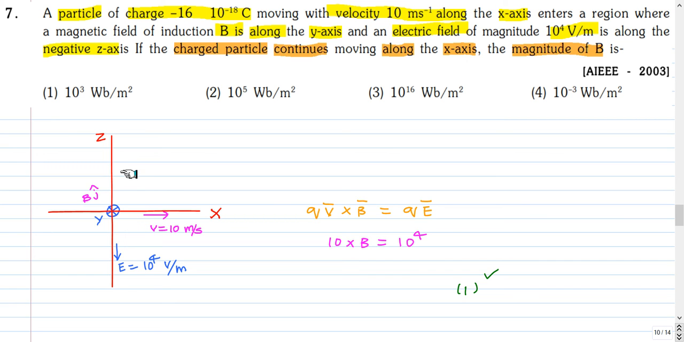And due to the magnetic field, a force of qv cross B, and the direction of qv cross B is in the positive z direction. So qv cross B in the positive z direction should balance qE in the negative z direction for the particle to move undeflected. And v and B are perpendicular, so just qvB equal to qE. q will cancel, so vB is the electric field, 10 raised to 4. So from this we get the magnitude of magnetic field as 1000. So correct option is option 1.